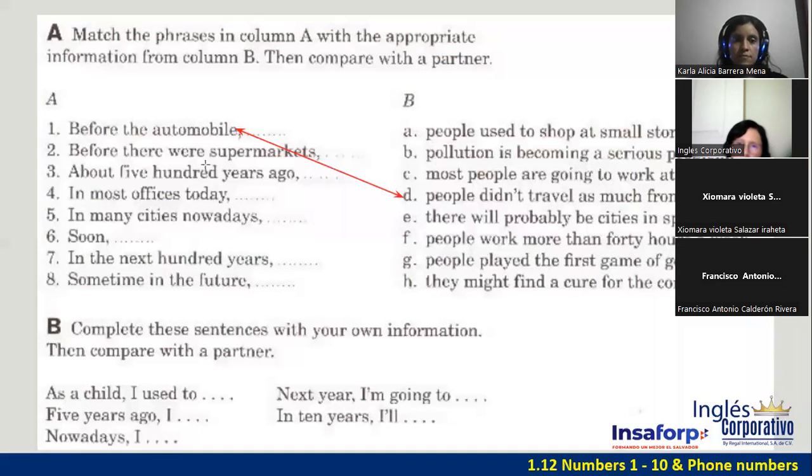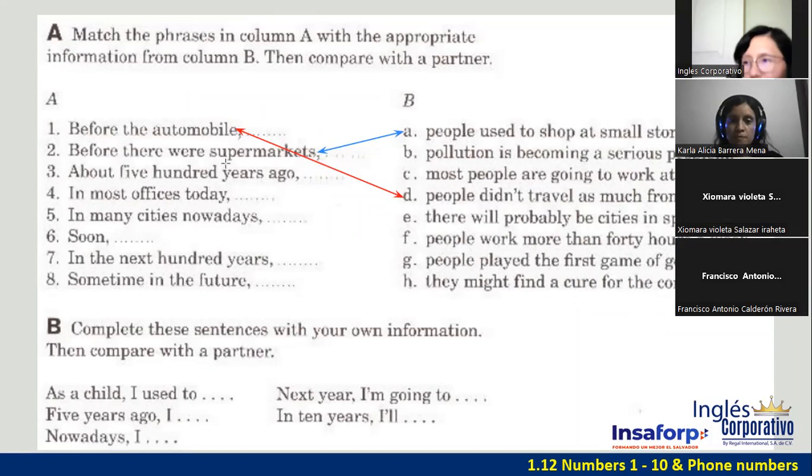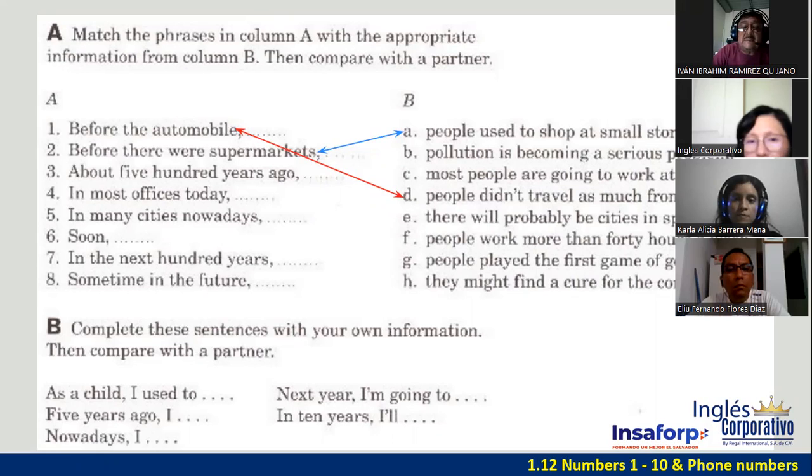Before there were supermarkets, guys. Carla. Está en mute. Hey, people used to shop at small stores. Muy bien, ¿verdad? People used to shop at small stores. About 500 years ago, Iván. Letter J? G? G. Okay. Sorry, G. About 500 years ago, people played the first game of golf.